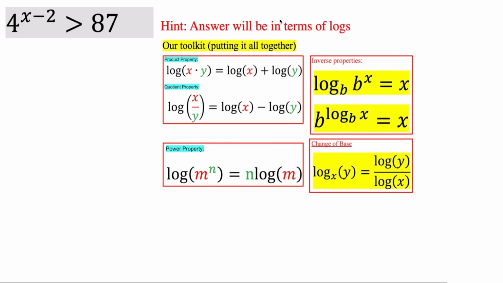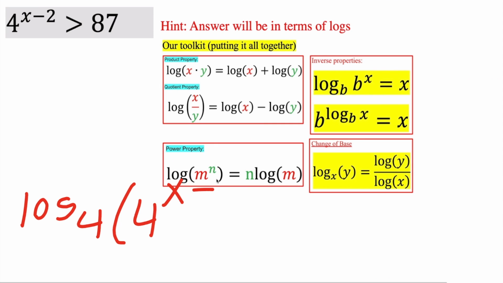Okay, this is a third problem, and I gave a hint. The answer will be in terms of logs, and I also have our previous log chart. The way we're going to do this problem, the issue is 4 raised to no number will give you 87. It just doesn't work. And so we have to apply the inverse properties of logs. So what we're going to do is say log base 4, and we're going to do it on both sides. Parentheses 4 raised to x minus 2, close parentheses, is greater than, I added a log base 4 on this side, so I have to add it on this side too.